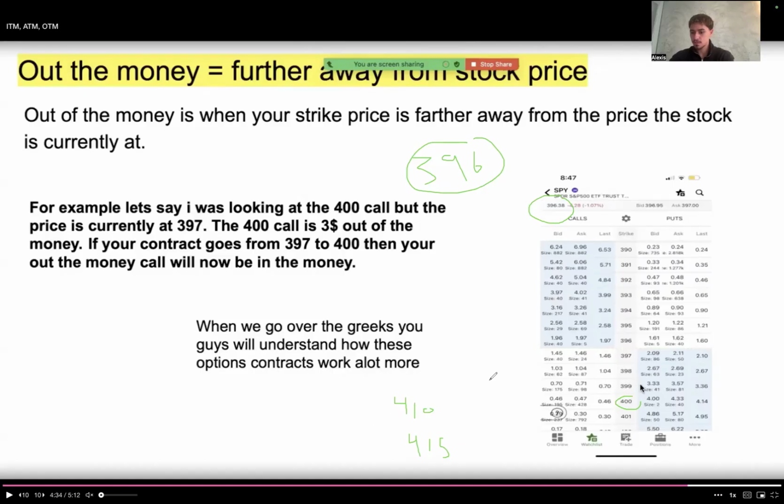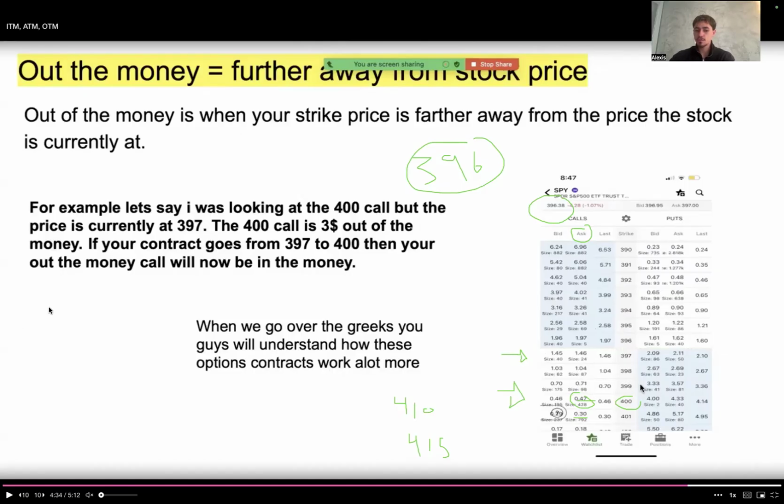I also want you guys to notice how the contract prices get cheaper and cheaper the further out you go. You always want to look at the asking price. That's how much the contract is. So 0.30 is $30. 0.47 is $47. And so the further out you go, the cheaper it is. It's because there's a less likely chance of it getting there.